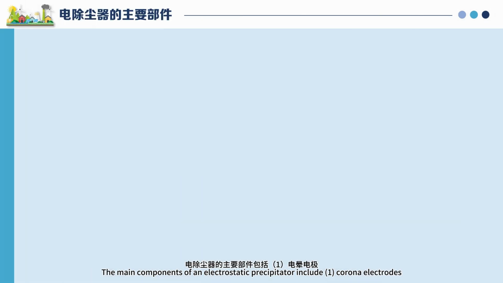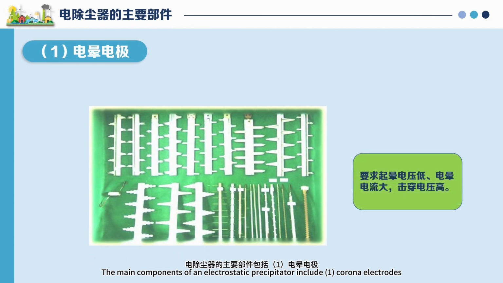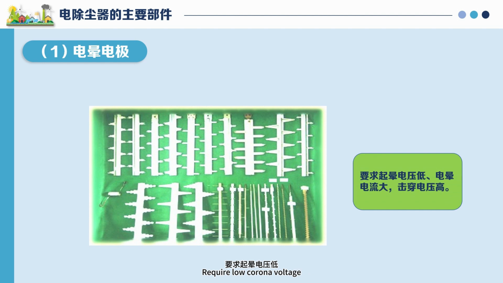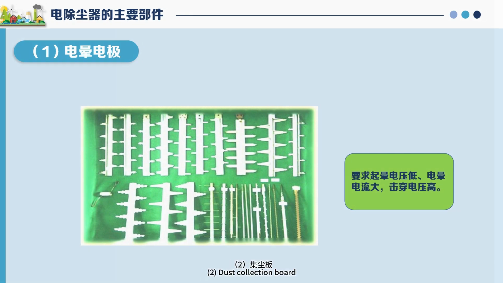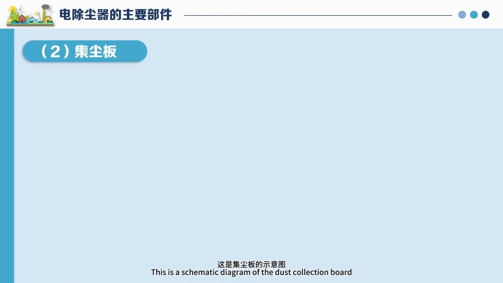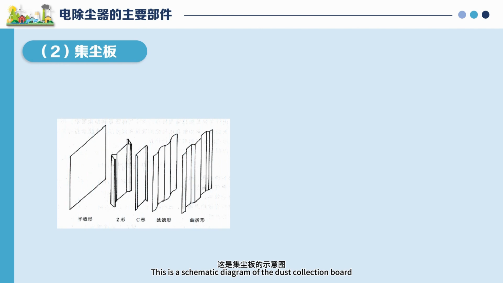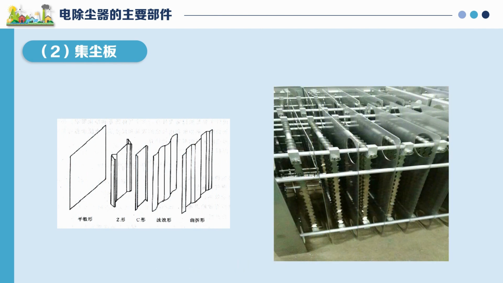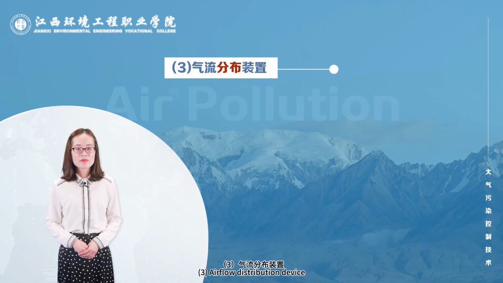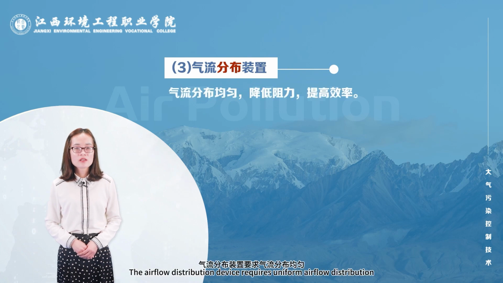The main components of an electrostatic precipitator include: 1. Corona electrodes, which require low corona voltage, high corona current, and high breakdown voltage. 2. Dust collection board. This is a schematic diagram of the dust collection board. 3. Airflow distribution device. It requires uniform airflow distribution, reduced resistance, and improved efficiency.